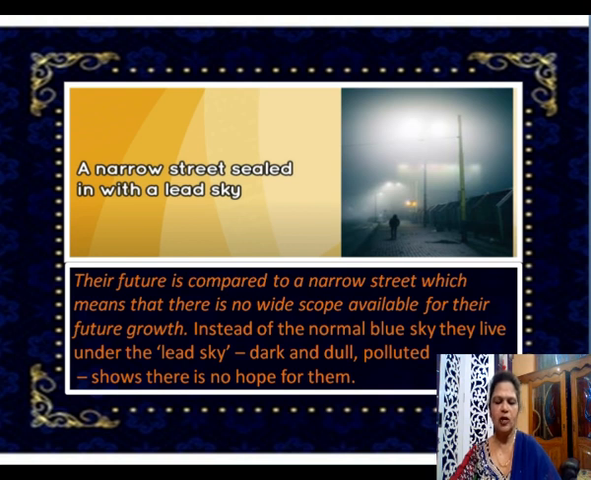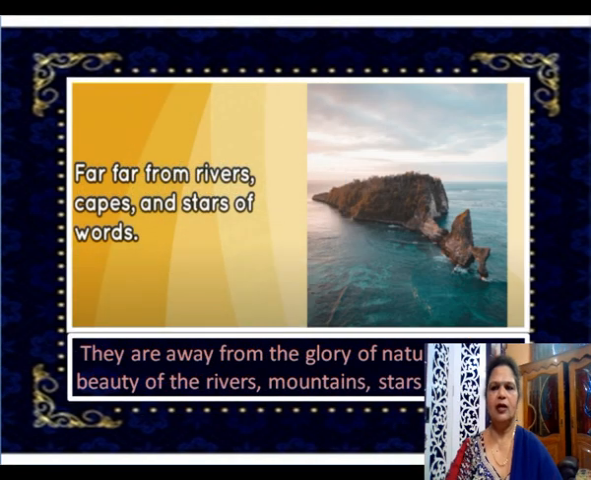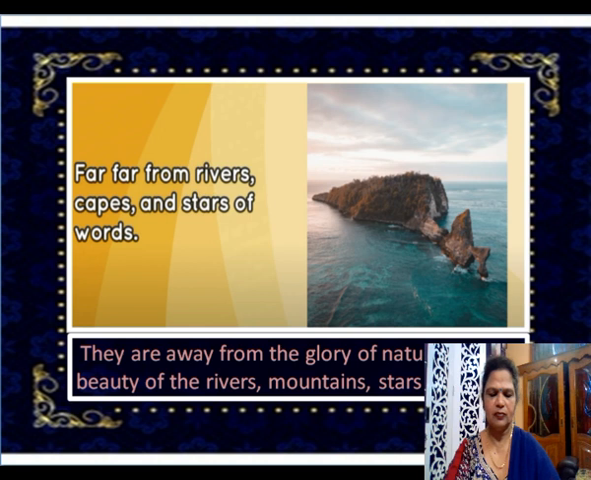Instead of the normal blue sky, they live under the lead sky. Lead sky means a metal sky which is dark and dull and polluted. It simply shows that there is no hope for these children. Let me go to the next lines now.